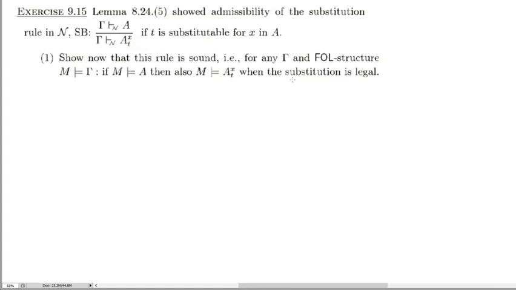So basically, for any gamma and first order logic structure M that satisfies gamma, if M satisfies A, then also M satisfies A with T substituted for X, of course, when the substitution is legal. What we're going to do here is a good old-fashioned proof by contradiction. We're going to assume this, and assume the negation of this, so that M doesn't satisfy A with T substituted for X. Then we're going to reach a contradiction and say that M must satisfy this.